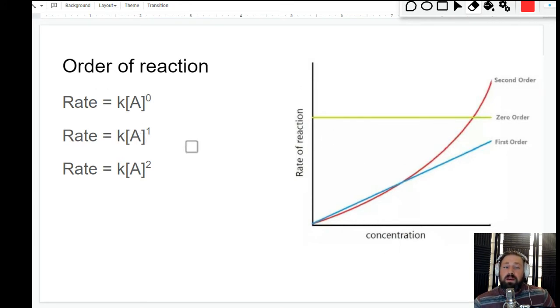All right. Now, if I look at to the 2nd power, if I double the concentration of A to the 2nd power, I'm going to actually quadruple the rate. If I triple the concentration of A, I'm going to increase the rate times 9. Okay. If I quadruple A, I'm going to raise the rate by times 16. So it changes quite a bit when you have to the 2nd power there.